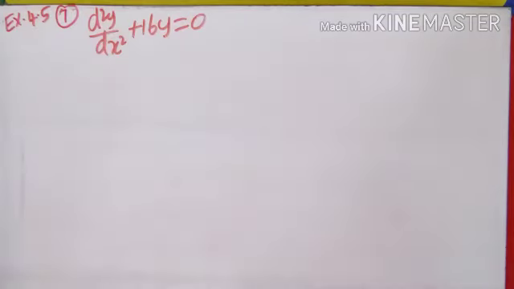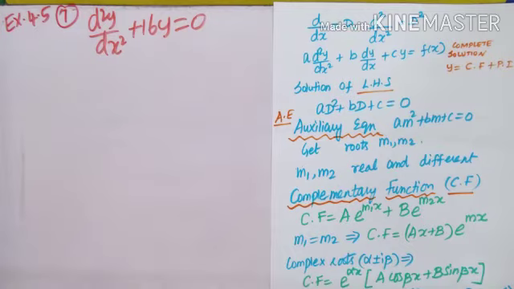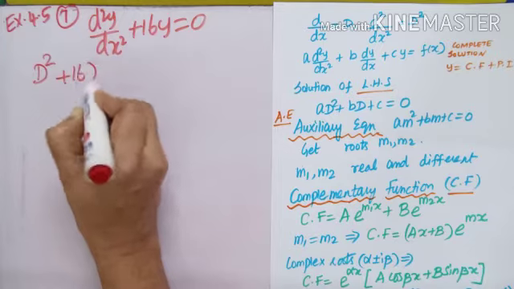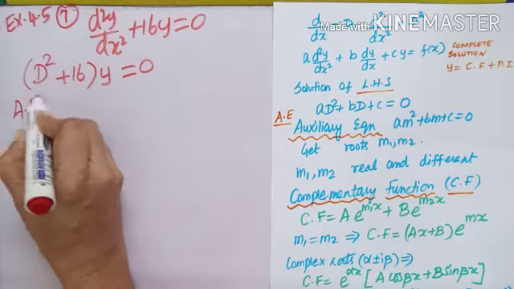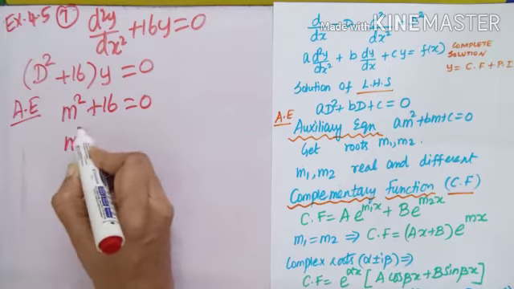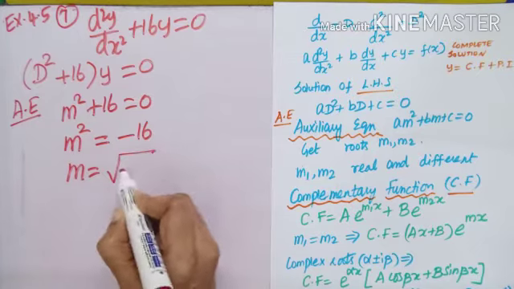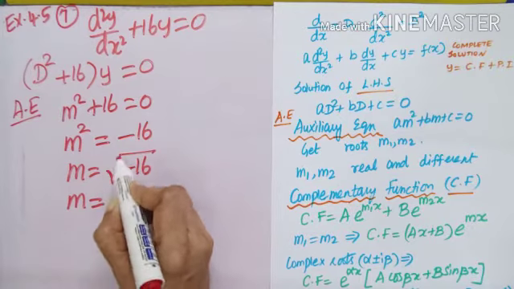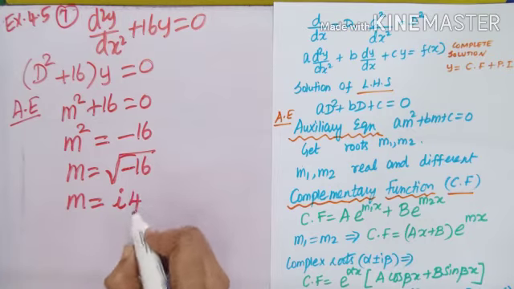Question number 7. D square y by dx square plus 16y equals 0. We rewrite the problem: (D square plus 16) y equals 0. We write the auxiliary equation: m square plus 16 equals 0, or m square equals minus 16. m is equal to root of minus 16. Whenever a negative comes inside the square root, we write i. The square root of 16 is 4.